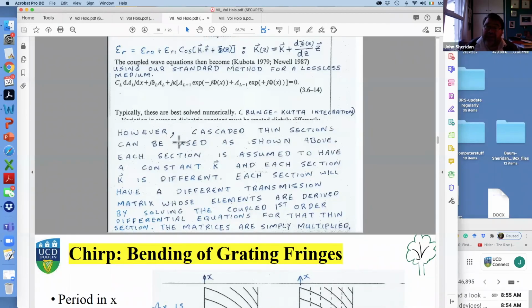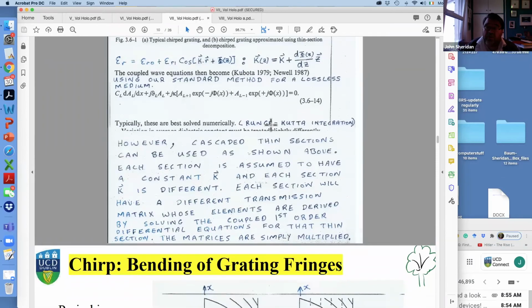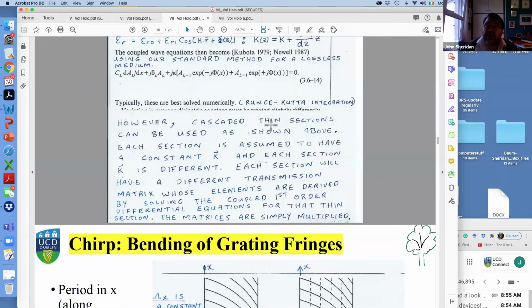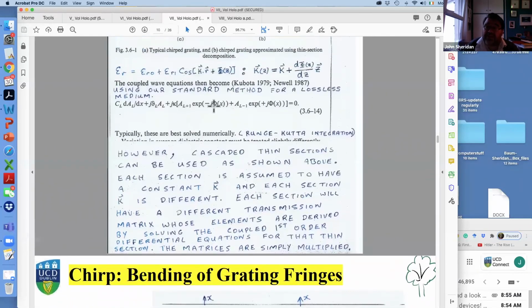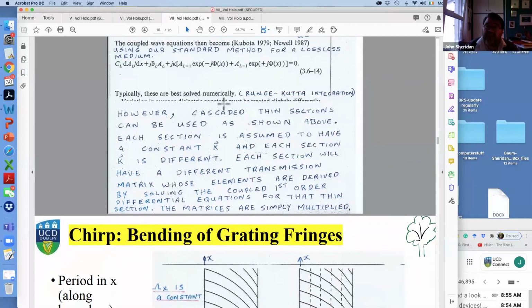However, cascaded thin sections can be used as shown above. So if we don't go away and solve the coupled equations using Runge-Kutta, we can decompose the grating into a series of slices and use our two-wave analysis for each slice. And both are valid if we use enough slices. This again is the step size in Runge-Kutta. So typically we have to choose a step size in Runge-Kutta so that we achieve a good facsimile of the reality. And then we'd have this kappa constant, for example, varying with depth, or this dephasing parameter.